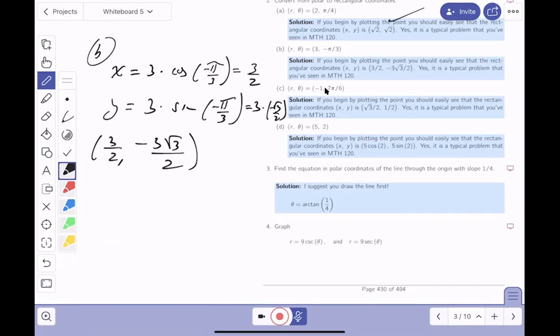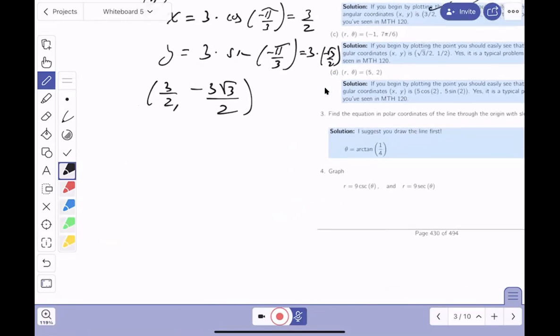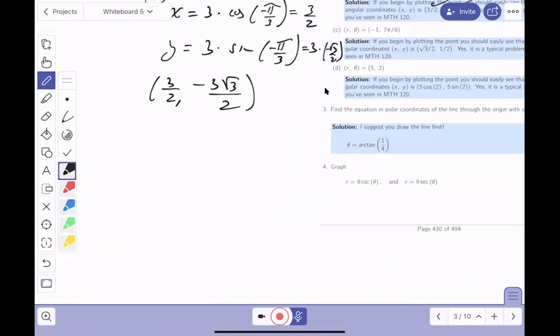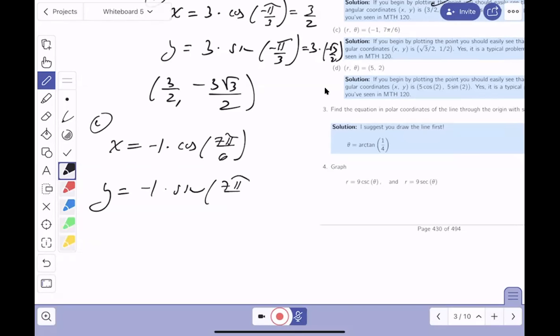All right, let's look at the key and see how we did. I'm seeing that there, and I'm seeing that there. Let's go to the next one. That's x equals, this is c now, we're doing c. What's r going to be? r is going to be -1 times the cosine of 7 pi over 6. And y is equal to -1 times the sine of 7 pi over 6.